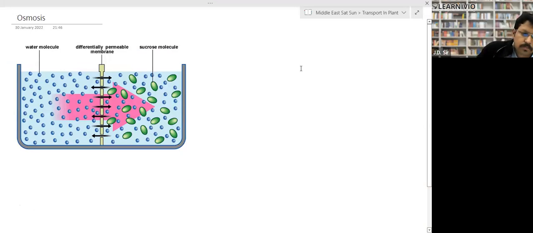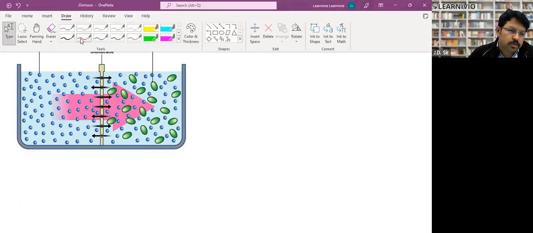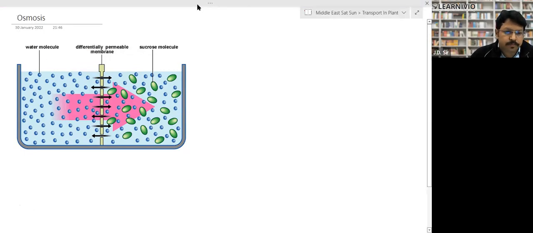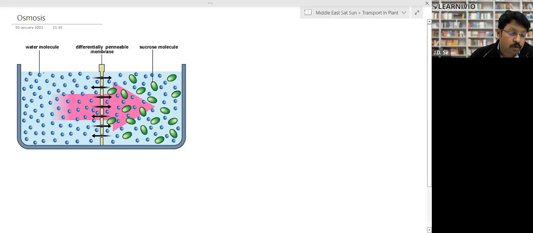Look, there are two solutions. Out of them, this is pure water, so it has lots of water molecules. Here, this is a sugar solution.